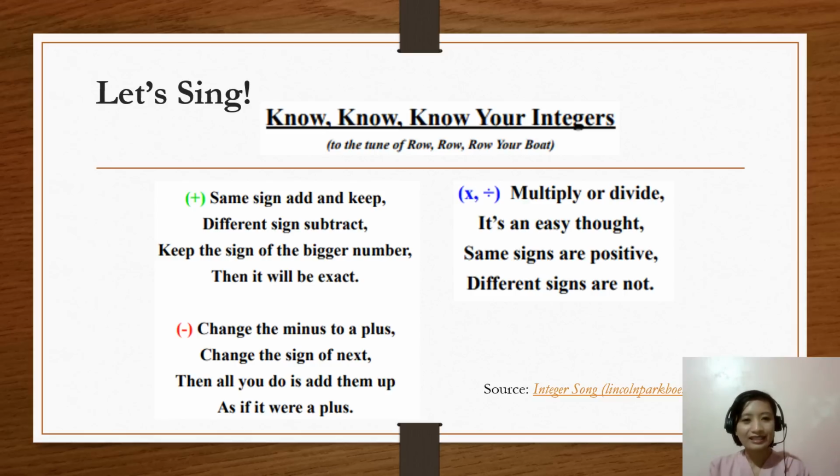Same sign, add and keep. Different sign, subtract. Keep the sign of the bigger number, then it will be exact. That is the rule for adding integers. Now here is for subtraction. Change the minus to a plus. Change the sign of next. Then all you do is add them up as if it were a plus. And lastly, for multiplication and division, multiply or divide, it's an easy thought. Same signs are positive, different signs are not.